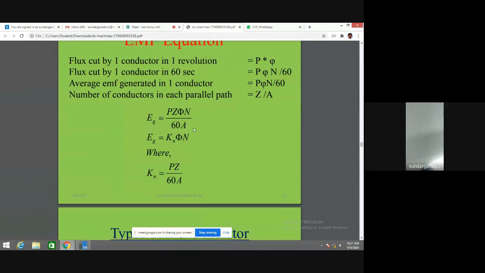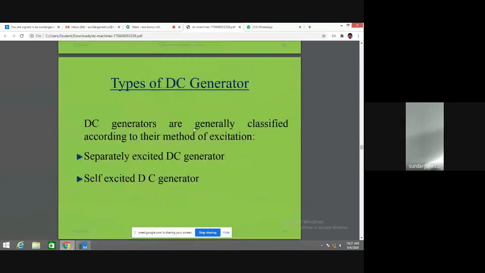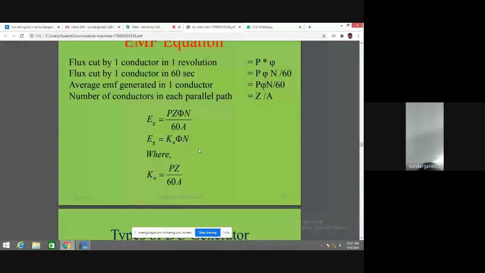Okay. There are some problems we will see in the afternoon. Whenever you do problems, when you are asked for the EMF generated in a DC generator, Eg equals pi Z N by 60 into P by A.